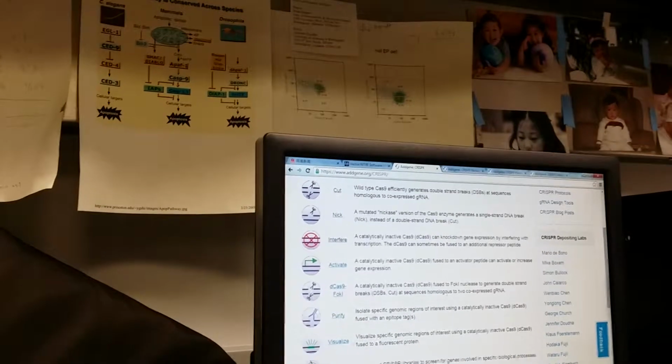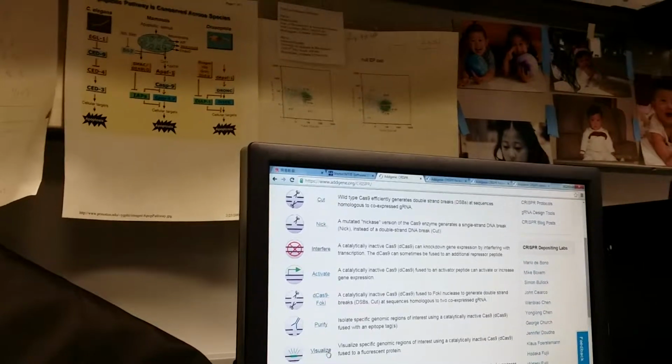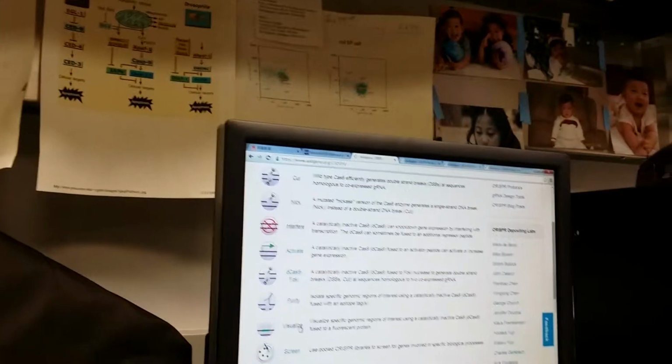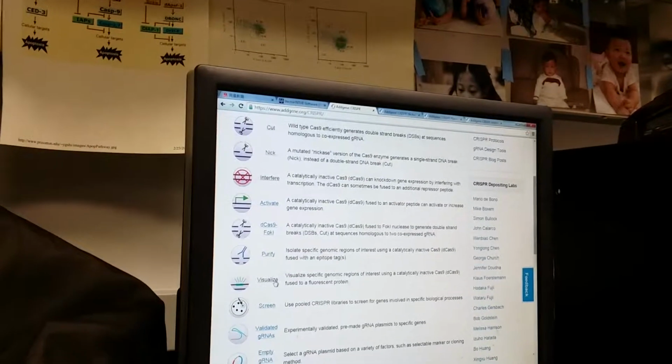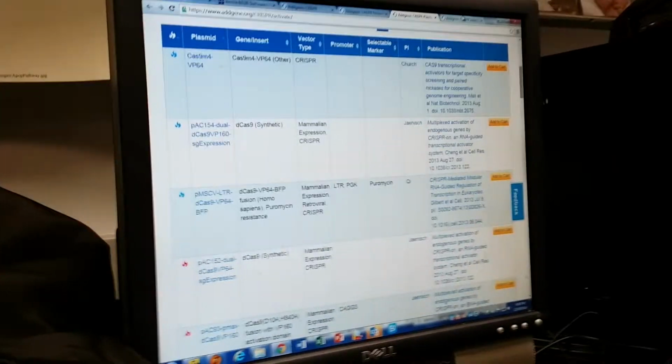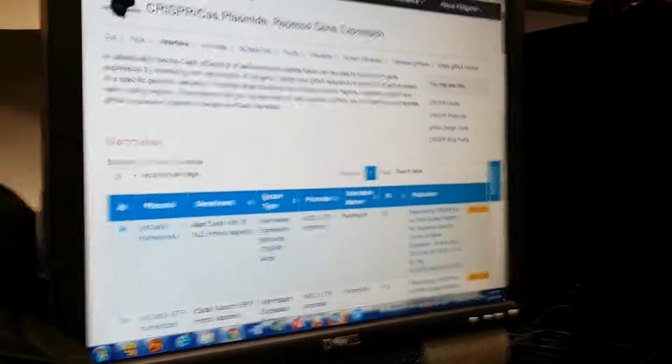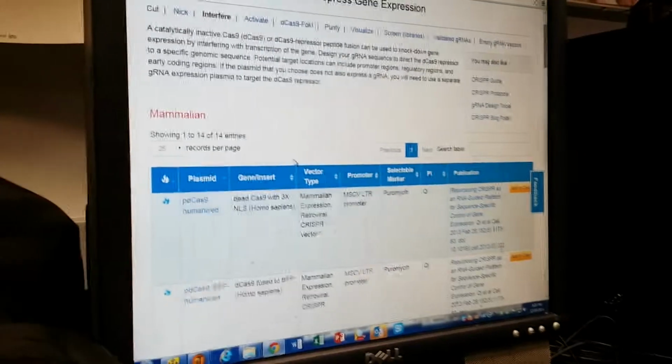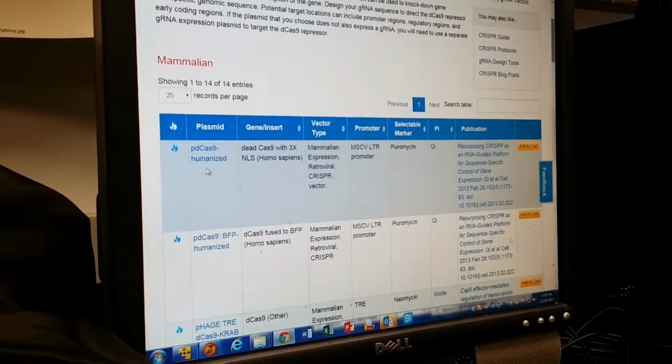And there's a paper published recently. They use CRISPR to visualize the chromatin remodeling. That's the repressor of gene expression. That's interfere.